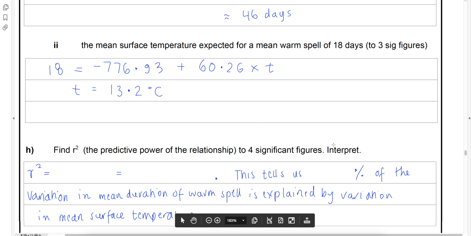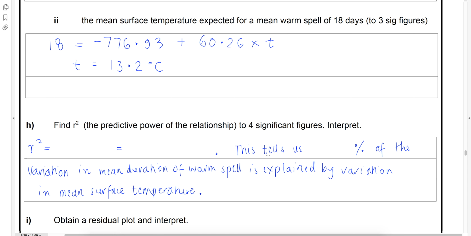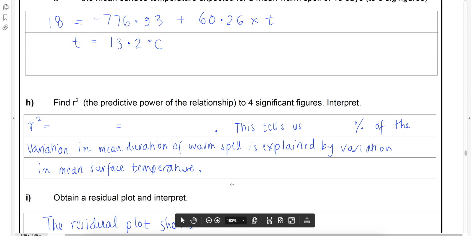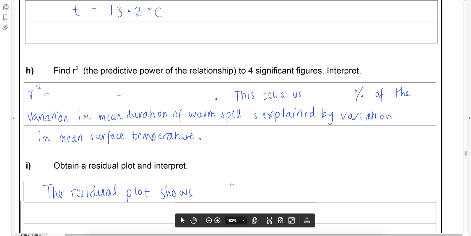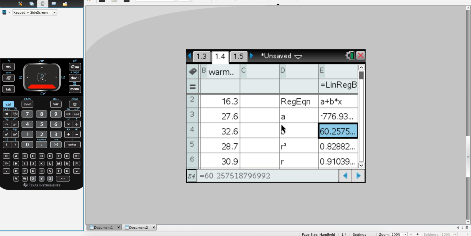All right, so R squared. We call that the predictive power of the relationship. That's the coefficient of determination. So I would get R squared, of course, from my calculator. I wouldn't just go back to my R value, which I rounded off, and use that. So here it is here. 0.8288 to 4 significant figures.